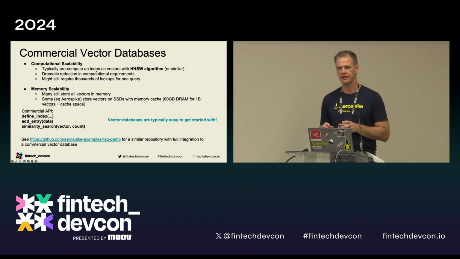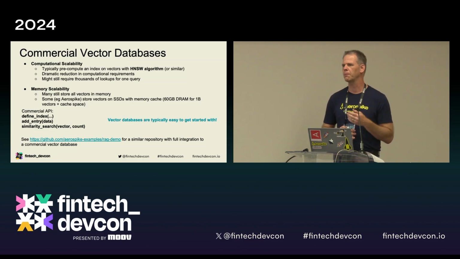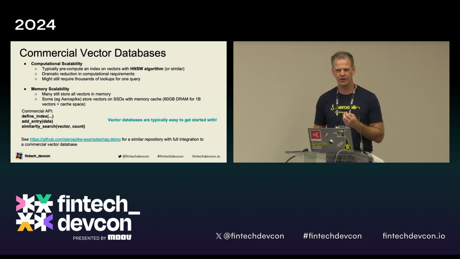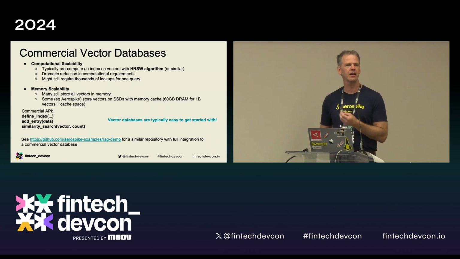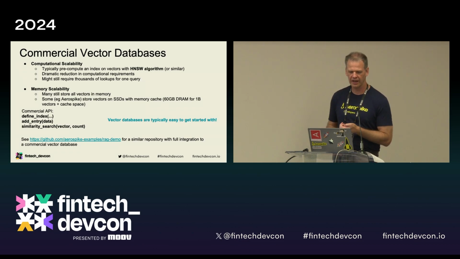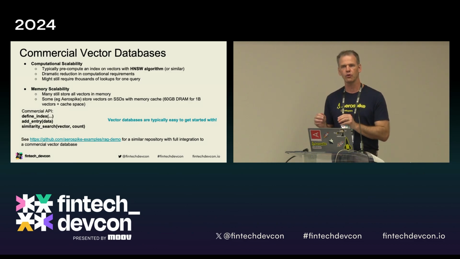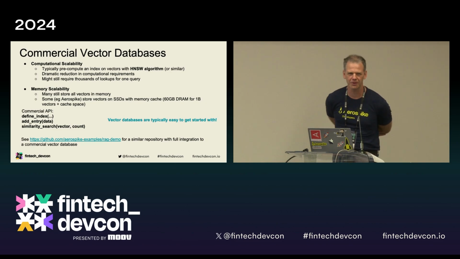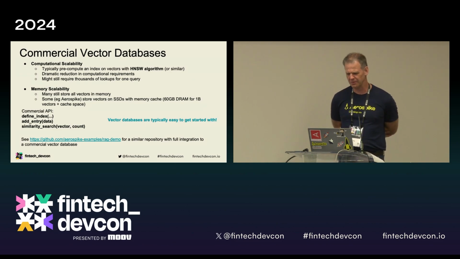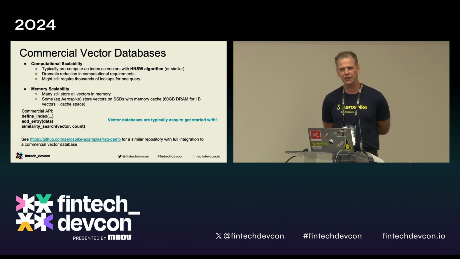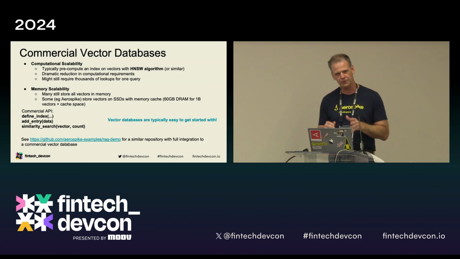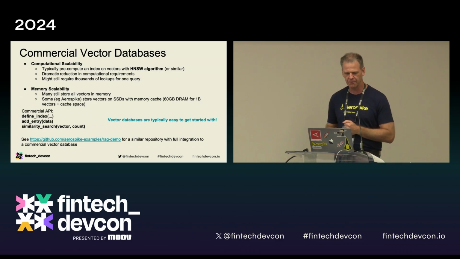Computational scalability. Typically, they will use an index. We didn't put any form of an index because the indexes are complex in n-dimensional spaces. But they're going to use an algorithm called HNSW typically, and I'll talk about what that is in a little bit. But that's going to reduce the number of lookups and the amount of calculations. However, one vector lookup could still be thousands of vector computations, thousands and thousands of different lookups, retrieval of information from the database, and then the comparisons.